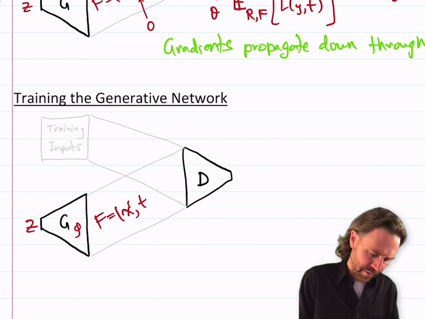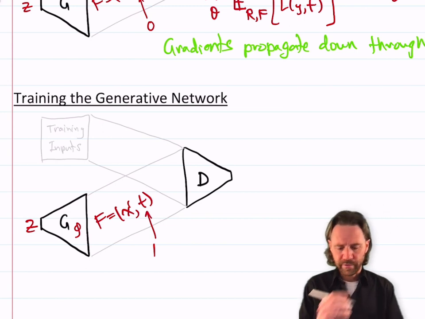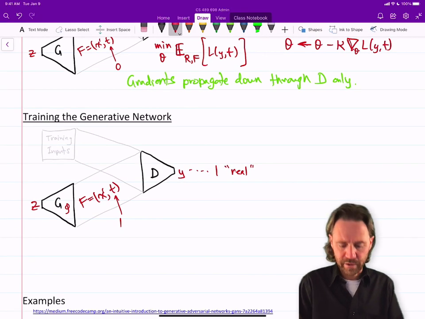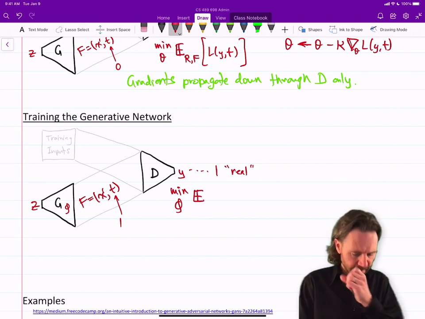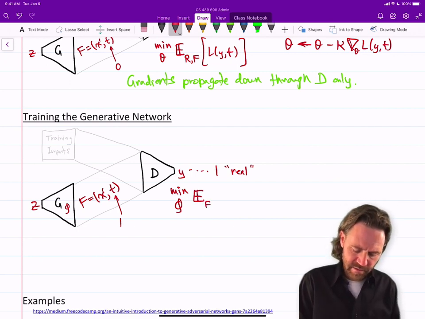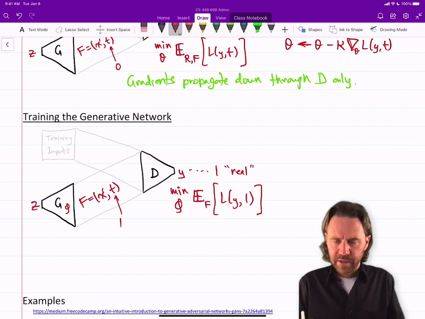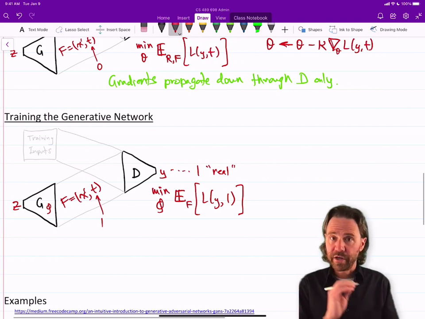But this time, we're going to say t equals 1 because we want to try to fool the discriminative network. We get output y, and we say the target is 1 because we want to trick it into thinking it's real. And we aim to minimize, with respect to phi, the expected value over the fake inputs of L(y, 1). Okay, so this is like an adversarial attack with the target set to 1. This is like a targeted adversarial attack.